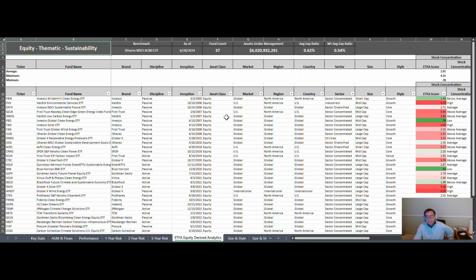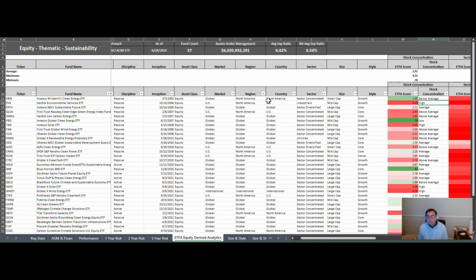Our derived analytics is going to be a great way to understand how these portfolios are made up and how they're different. So you'll see, everything's going to be an equity asset class, but some are global, some are U.S. You even have some that are purely international, meaning they have very little U.S. exposure. If you work your way across here, they're almost all going to be sector concentrated. There's one or two sector diversified, and there's a couple that actually end up being designated as a pure sector, such as RNRG, which has over 80% utilities, or EVX, which has over 80% industrials.